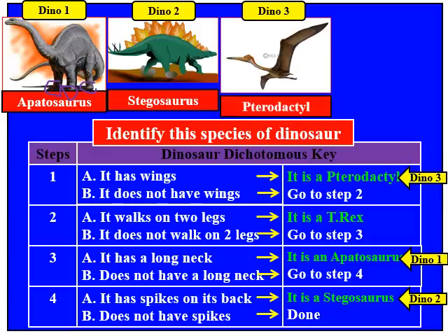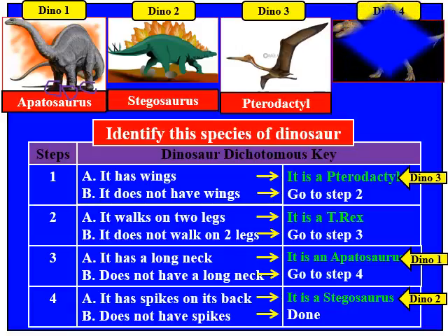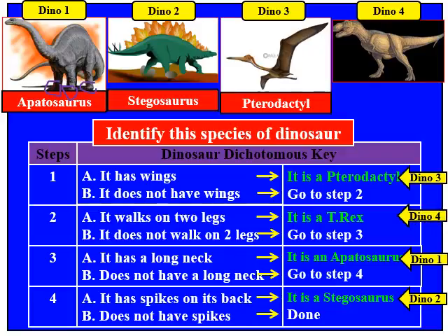So our third dinosaur, it has wings, so it shouldn't have taken you that long. It is a pterodactyl. And our dinosaur number 4. Go ahead and figure it out. And it will not always be a process of elimination. Okay, but this one is a T-Rex.